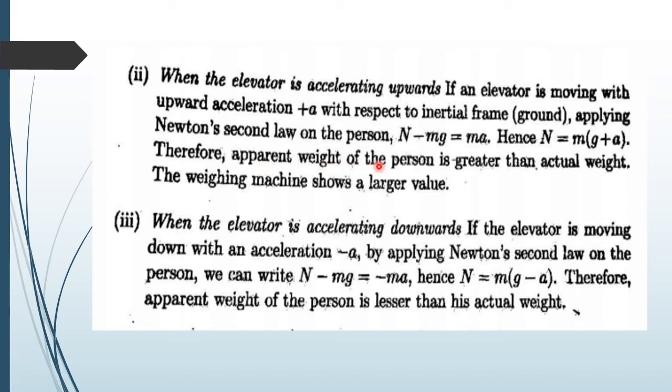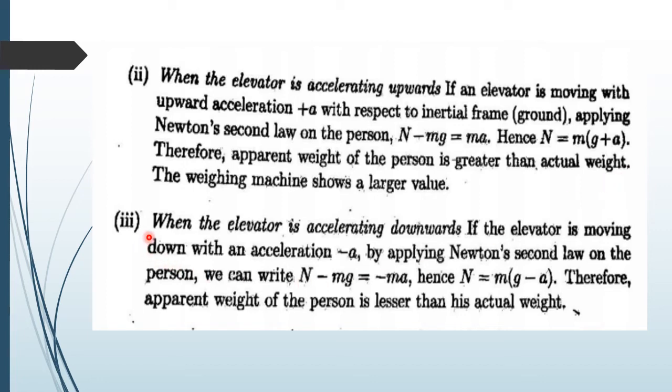Therefore, the apparent weight of the person is greater than the actual weight by an amount ma, which is the force exerted by the elevator. So, it is greater than the actual weight mg. So, the weighing machine shows a larger value. The weighing machine shows the value N, that is equal to mg plus ma. So, when the elevator is accelerating upward, the person weighs greater than the actual weight.